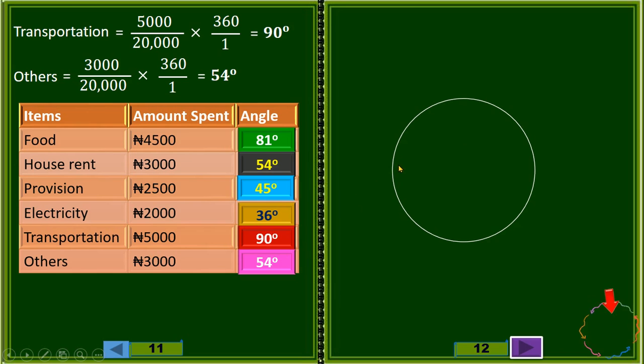Now the next step is that we take our compass and draw a circle. This circle represents the total expenditure and also represents the total angle for this expenditure, which is 360 degrees. Now we're going to start by representing each of these sectors on this circle to give us the pie chart. Now let's start.